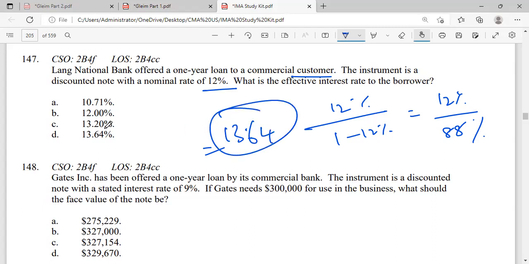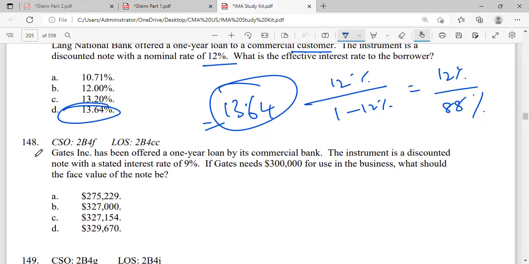I hope everyone is there with me. Let's go forward with this 148. This is going to be the last question for this particular session. Gates Inclusive has been offered a 1-year loan by its commercial bank. The instrument is a discounted note with a stated interest rate of 9%. If Gates needs 300,000 for use in the business, what should the face value of the note be? What should be the face value of it?